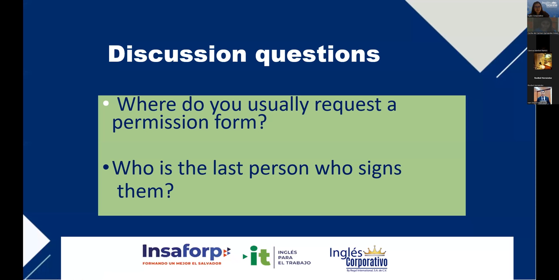Now, check. We continue talking about permissions, but remember yesterday we were talking about how often you ask for permission and what is the process that you follow when you want to ask for permission, right? Today we have two more questions, like where do you usually request a permission form? So you're going to be absent, you have to complete a form. But where do I get that form? And also, that form has to be signed by somebody. Who is that person who has to sign my form?